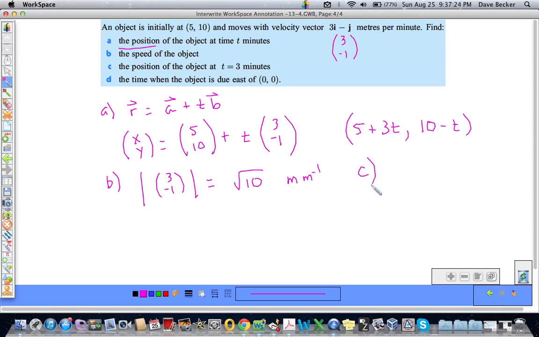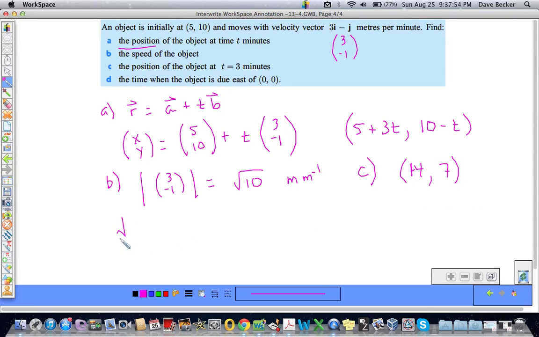All right. C, the position of the object at t equals 3 minutes. Well, that's just replacing t here to get our new coordinates. Replacing t with 3. Again, position, so we're going to get an ordered pair. 3 times 3 is 9, plus 5 is 14. Ooh, awful, 14. 10 minus 3 is 7.